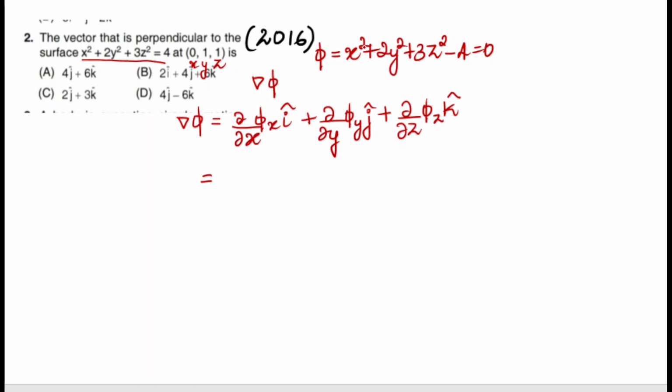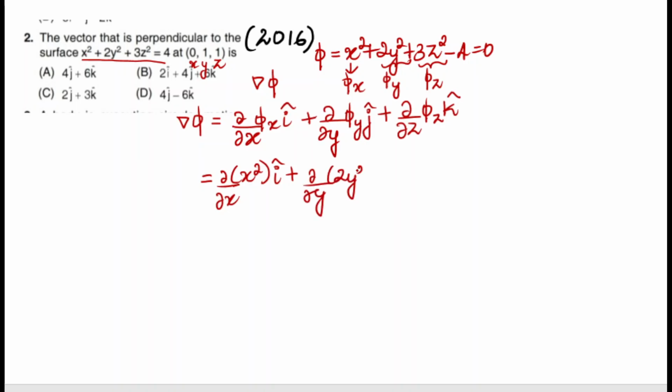Now, what is phi x here? Phi x is the x square, phi y is the 2 times y square and phi z is 3 times z square. Okay. Now, dou divided by dou x of phi x is x square into i cap plus dou divided by dou y phi y is 2 times y square into j cap plus dou divided by dou z phi z is 3 times z square into k cap.